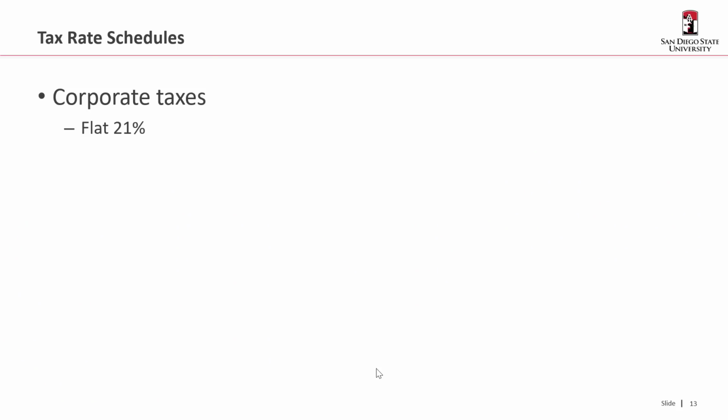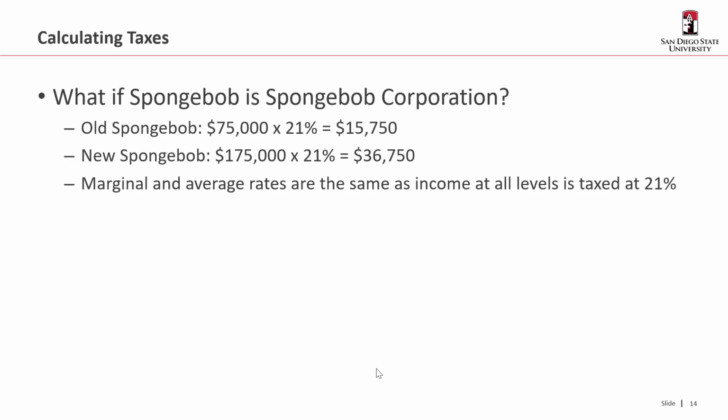Corporate taxes, on the other hand, are now proportionate. It's a flat 21%. So no matter how much corporate income you generate, a corporation will pay tax at 21%. So if SpongeBob is a corporation, at 75,000 times 21%, 15,750. At 175, it's still just times 21%. The marginal and the average rates are the same as income at all levels is taxed at a flat 21%.